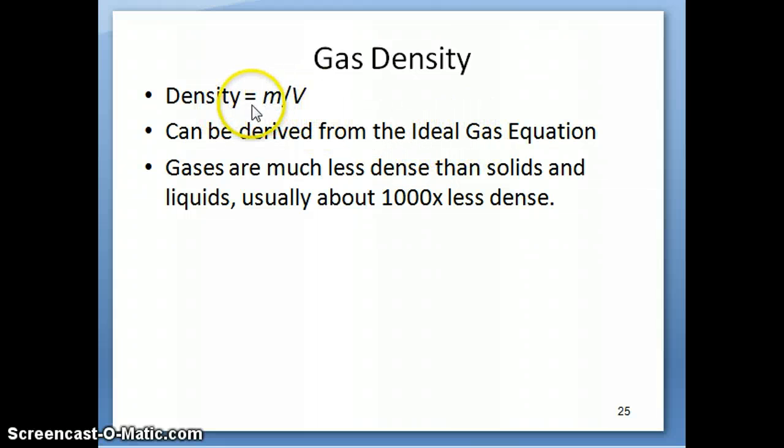And of course you remember from our discussion on density in chapter 1 that density is mass over volume. So if you want to derive an equation for gas density, it has to be solved for this expression of mass over volume. Okay, and let me do that now on the next page.